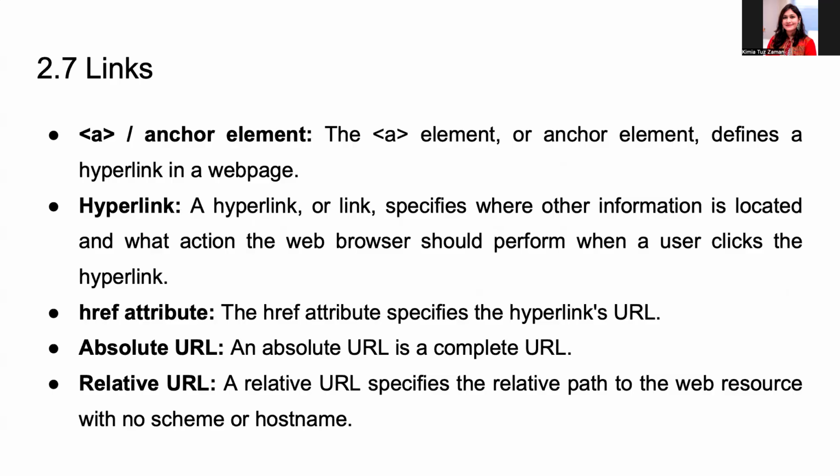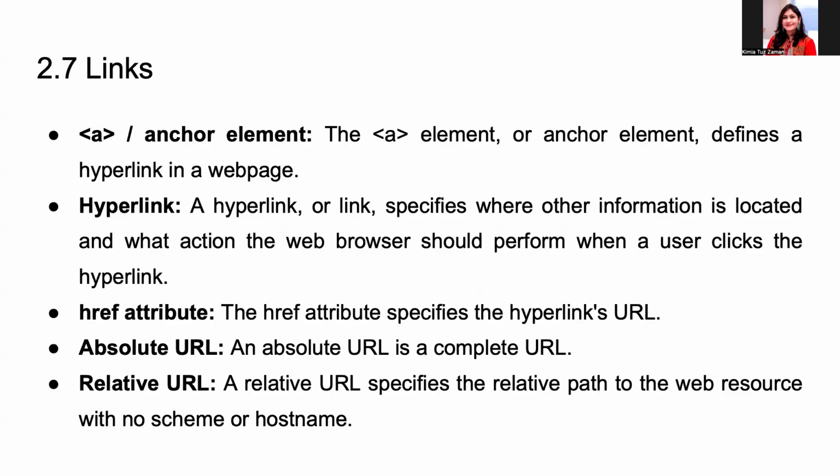So the A tag, also known as the anchor element, is what we use to create a hyperlink on a web page. This is what allows us to jump to another page, a file, or even another part of the same page when we click on it. The key attribute here is the href. This is where we specify the link's destination.